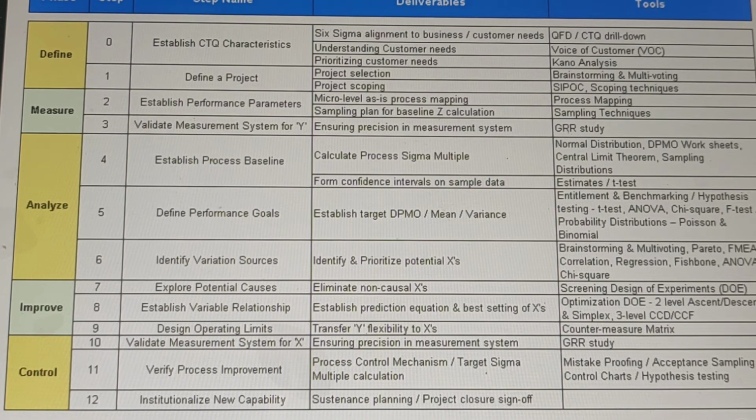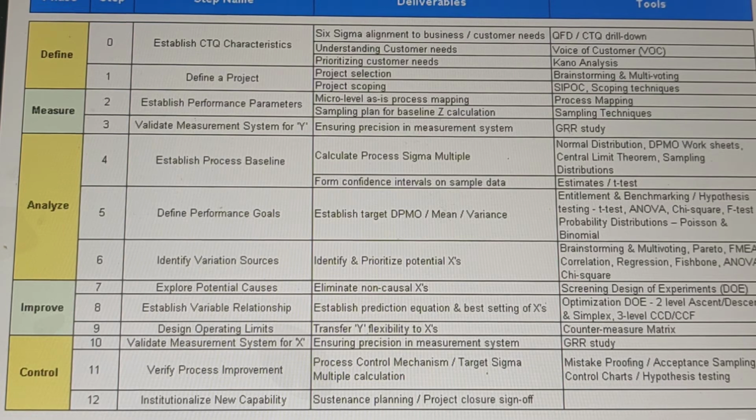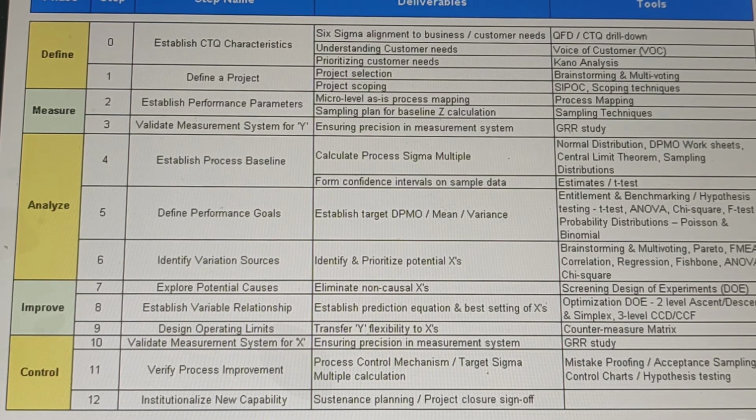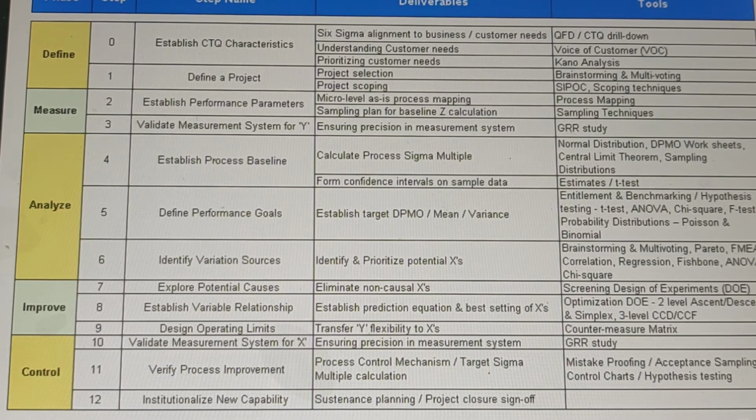For that we need to calculate normal distribution. These are tools we will discuss in detail. Normal distribution, DPMO, defects per million opportunities, as I discussed. Central limit theorem, sampling distributions, everything we will discuss in detail. And then there is confidence level.